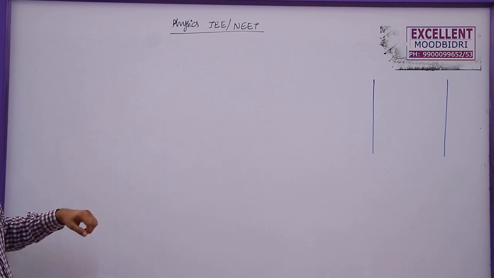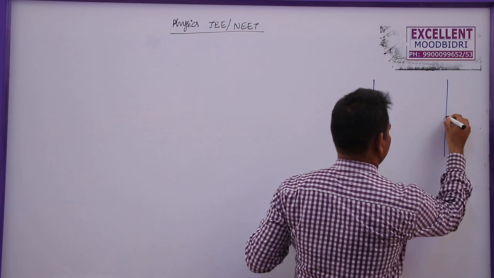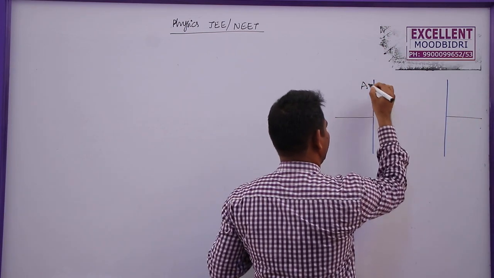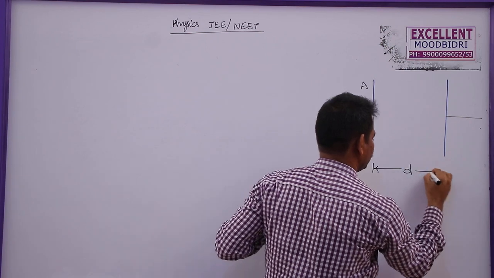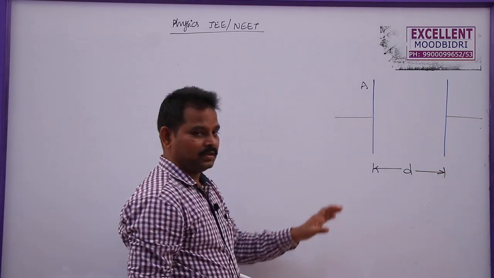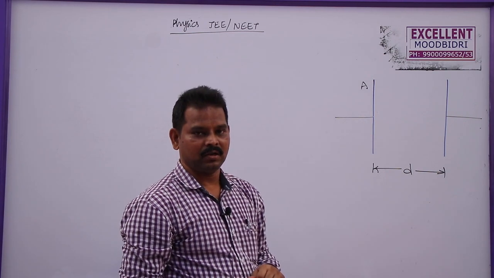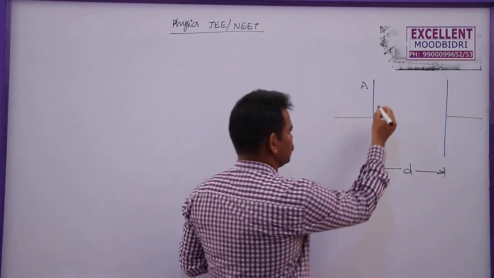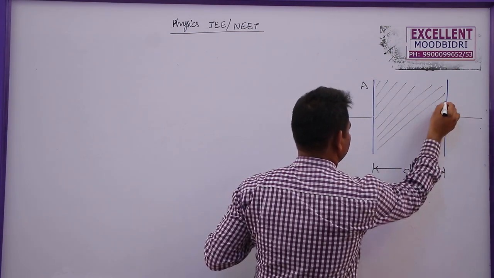So in this, there is a capacitor with the plate area being A and distance between the two plates equal to D. The space between these two plates is filled with a dielectric medium, so this is the dielectric medium that is filled between the two plates.